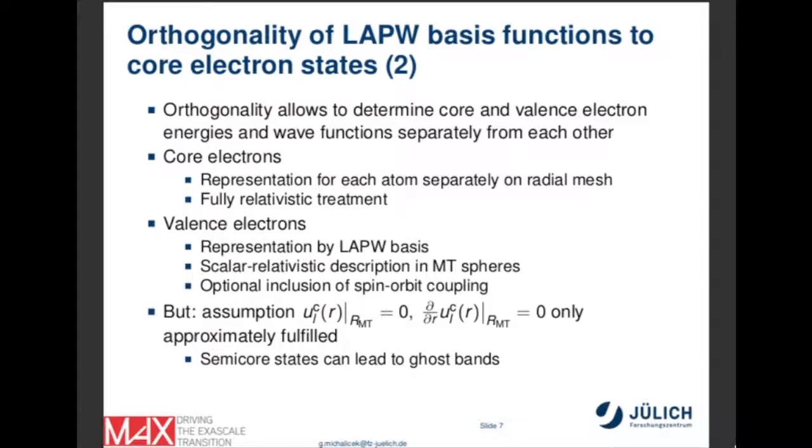Actually, this assumption that the core electron wave function vanishes in value and slope at the Muffin-Tin boundary is only approximately fulfilled. Of course, it may reach out of the Muffin-Tin sphere. Yeah? And so the idea that we have an orthogonality to the core states, well, it's a good approximation. But for some states, the semicore states, they are less localized in the Muffin-Tin sphere and reach out of the Muffin-Tin sphere, and then this may lead to problems, to so-called ghost bands.